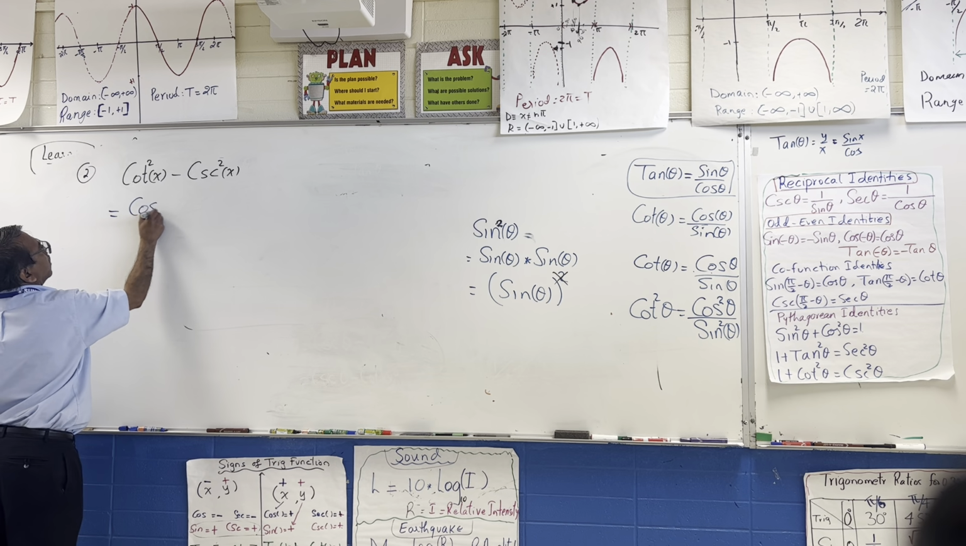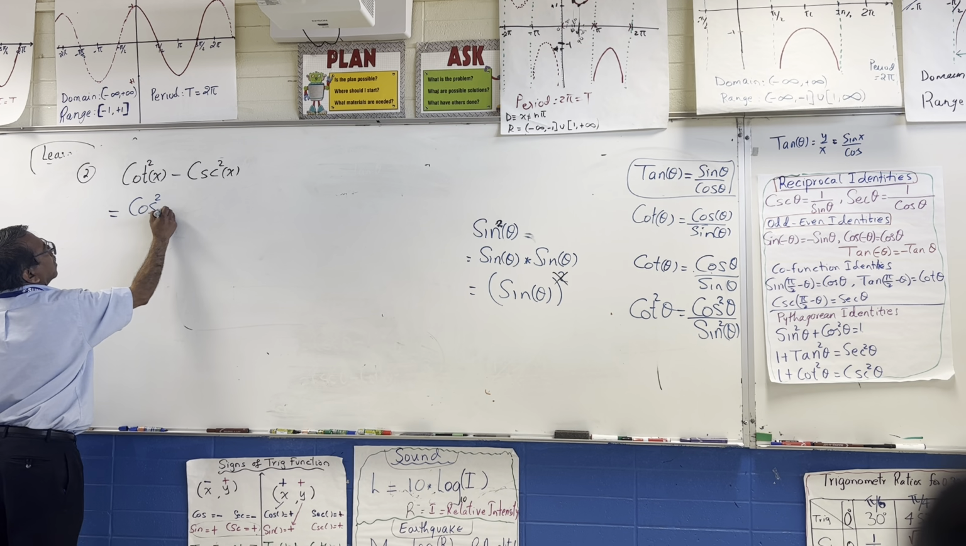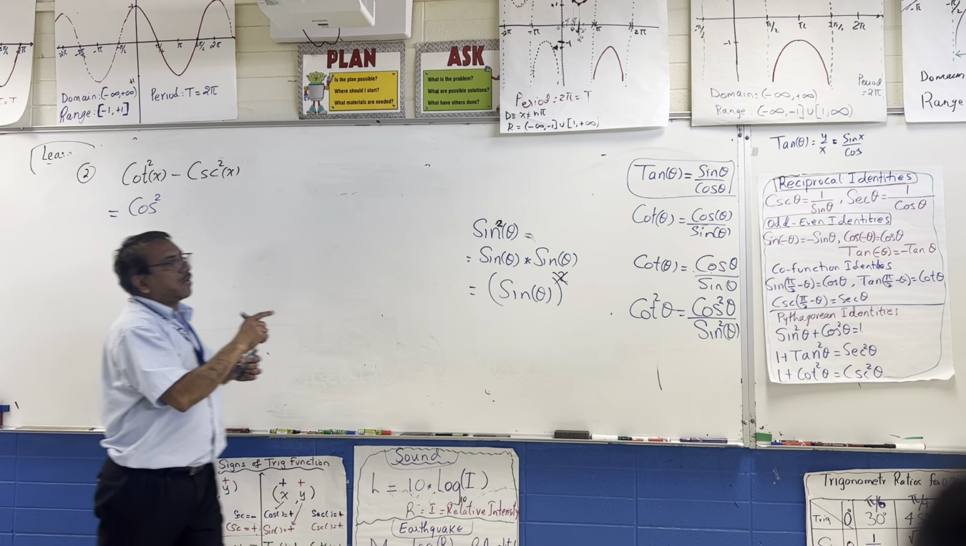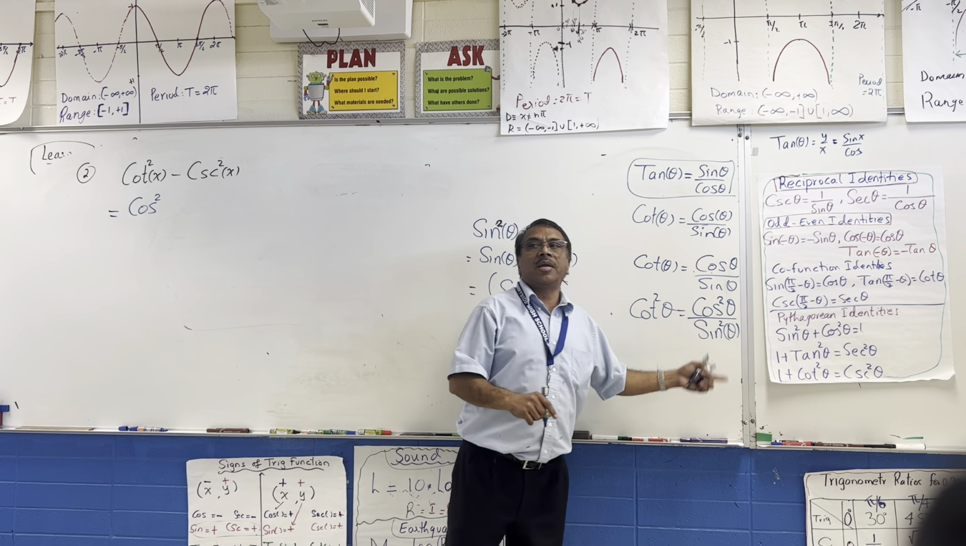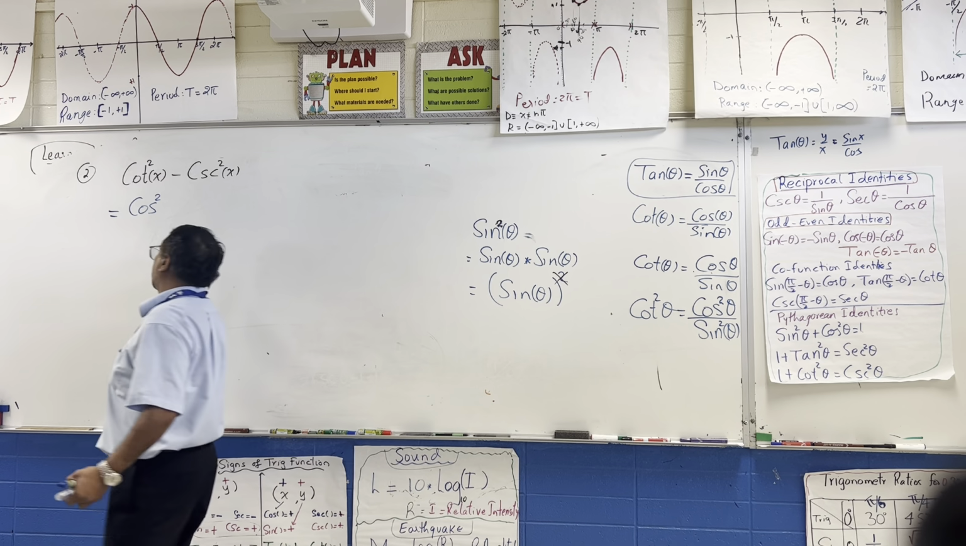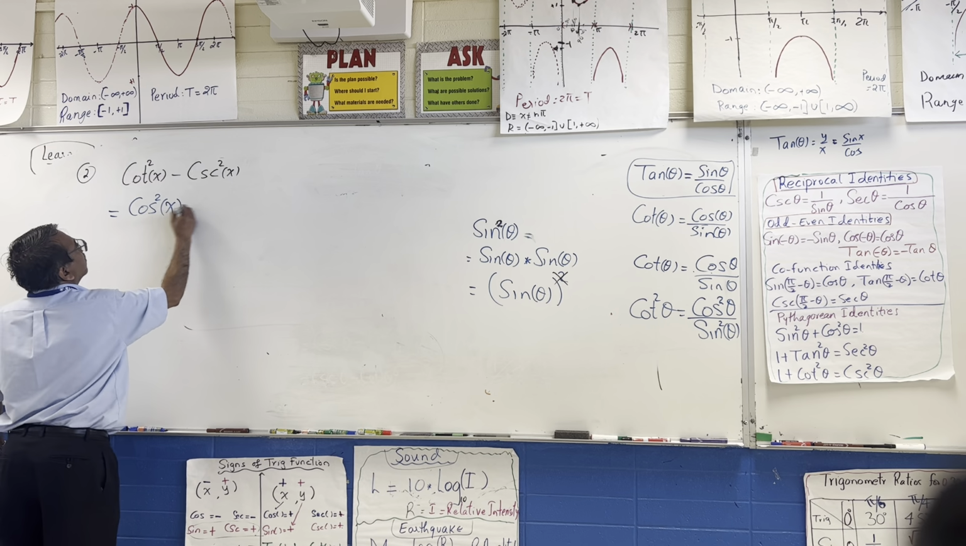Cosine squared theta. Only thing, instead of theta, what variable did they use here? X. So that's the only change. Minus, correct?